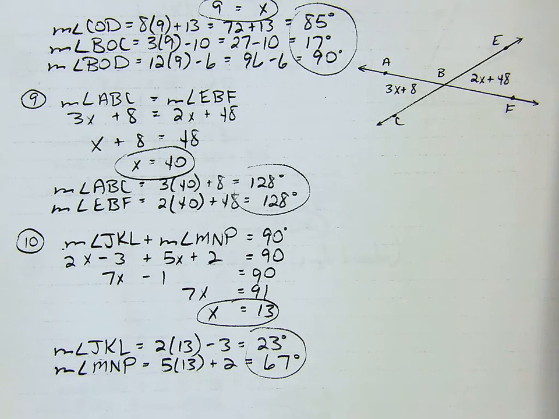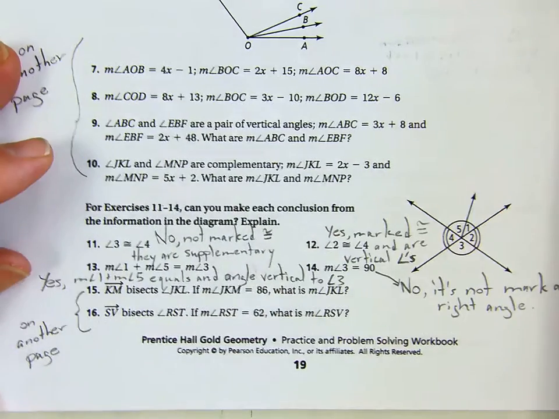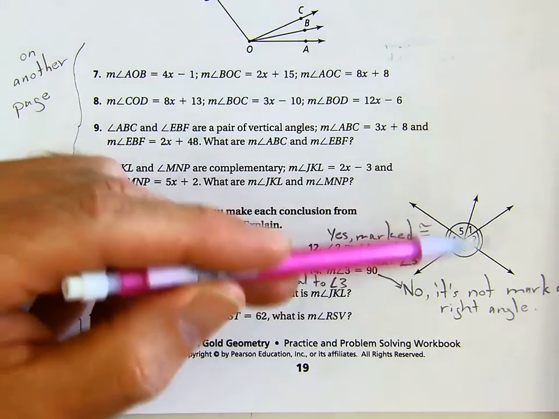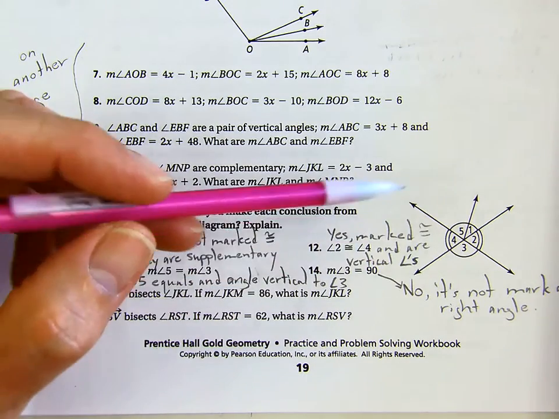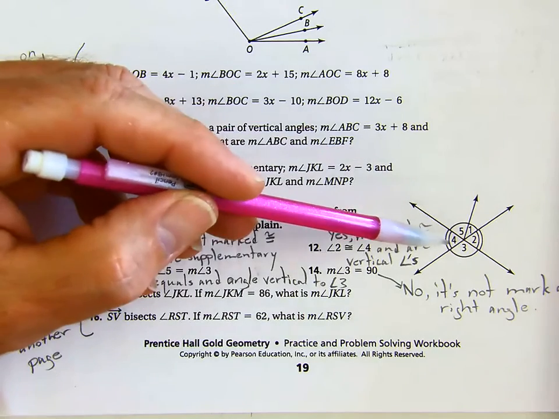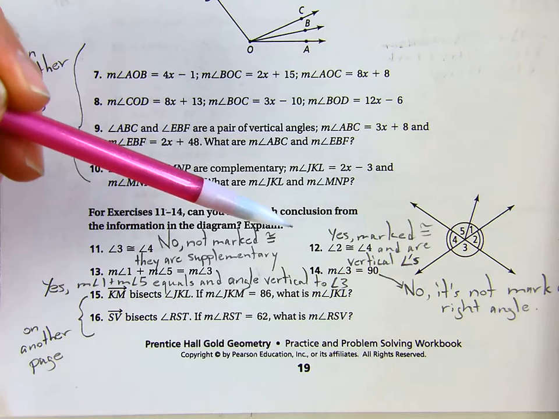So that's number 10. All right, now let's go back to the worksheet real quick because I have some more problems that I was able to answer on the worksheet, like number 11 through 16. Can you make each conclusion from the information in the diagram? Explain. Again, we've got to get used to reading diagrams and seeing what information we know. I'm just looking at this diagram right off to make some observations. I know that angle 4 is congruent to angle 2, right? Because they have the two arcs in them.